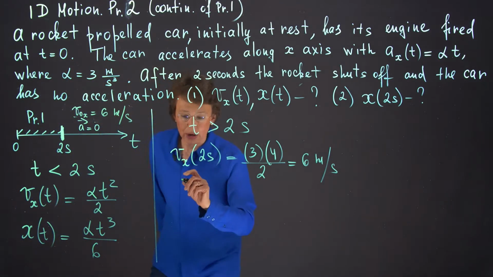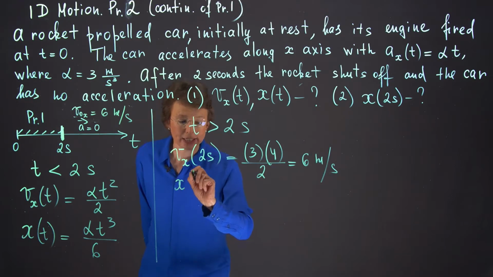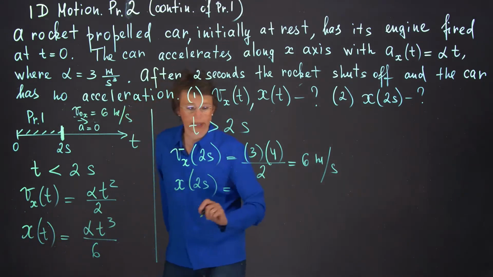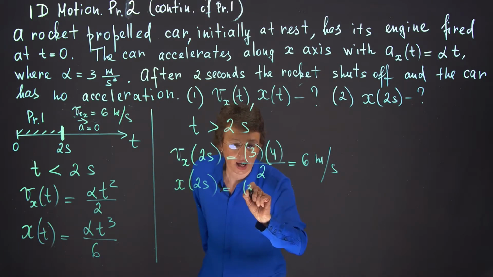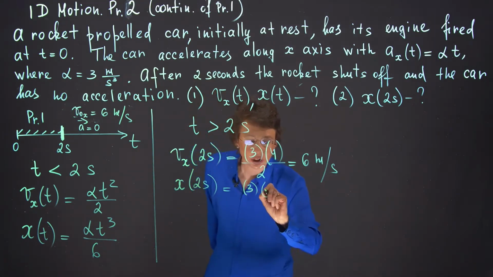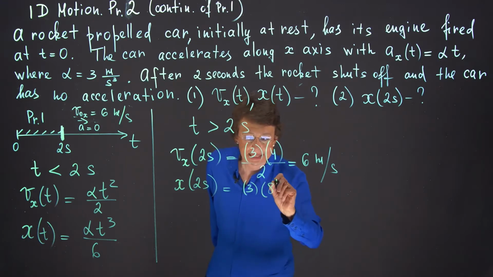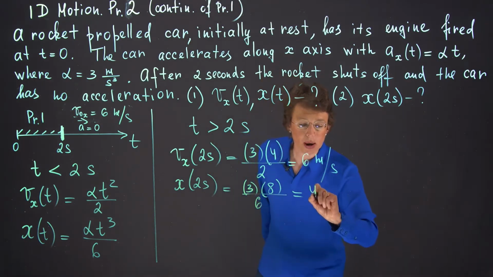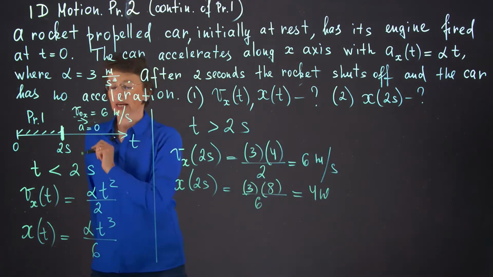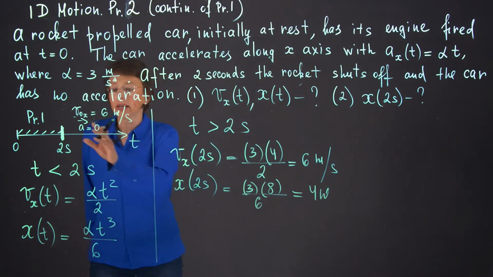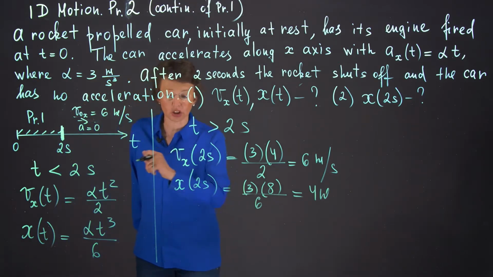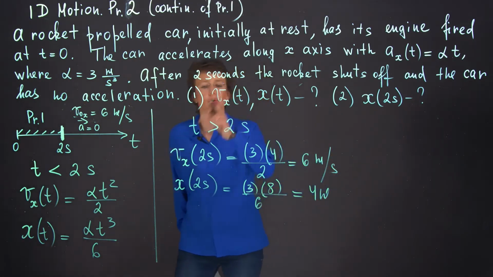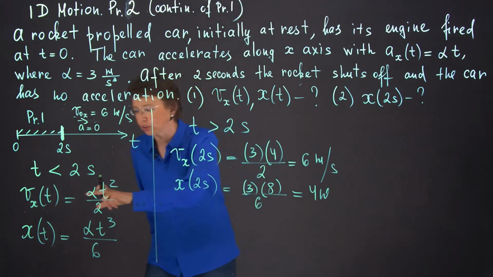Now we need to find the position at 2 seconds. The position at 2 seconds, I bring 2 here, then I have alpha 3, then 2 cubed is 8, and divided by 6, it gives me 4 meters. That's the position at 2 seconds. From now on, I have motion with constant acceleration. We have choices. Either I use formulas for constant acceleration or I use definitions. I will go with definitions.